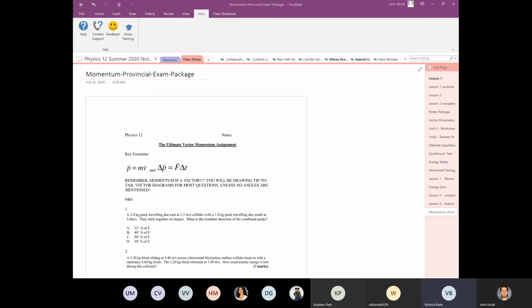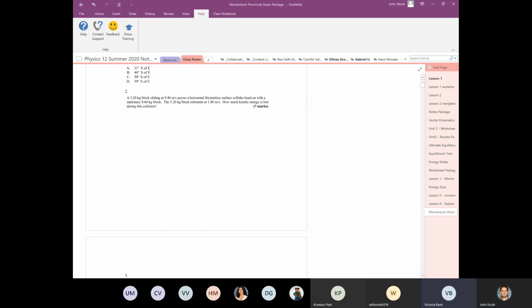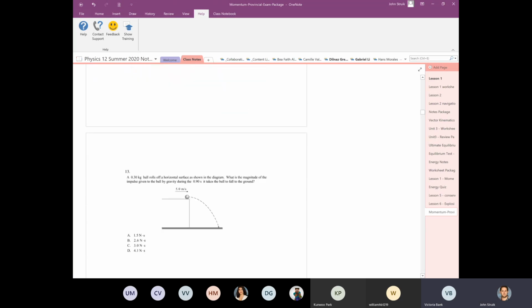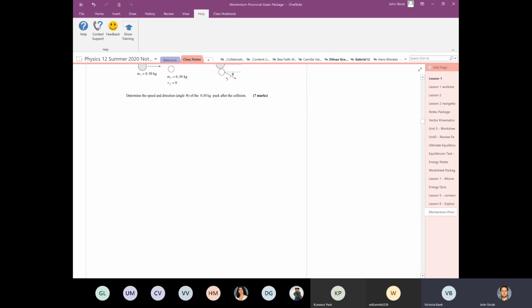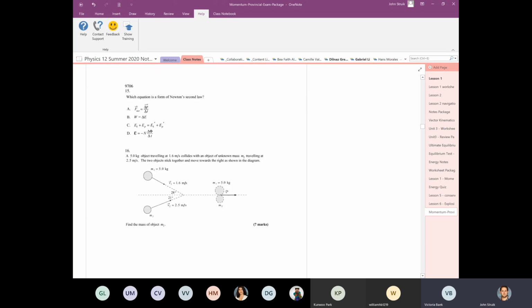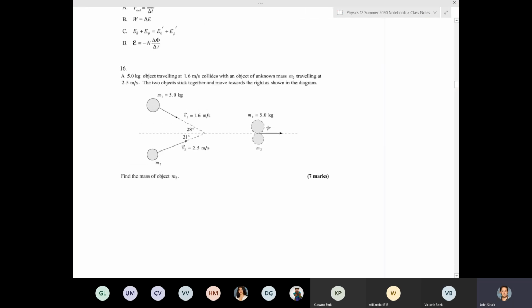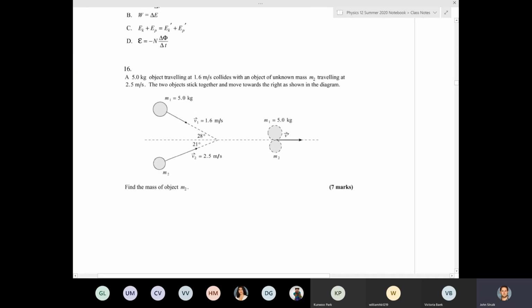Could you go over number 16, question 16? On which one? On this one, the one you have now, momentum provincial exam. Okay, a 5 kilogram object traveling at 1.6 meters per second collides with an object of unknown mass m2 traveling at 2.5. The two stick together, move right as shown, at some velocity.